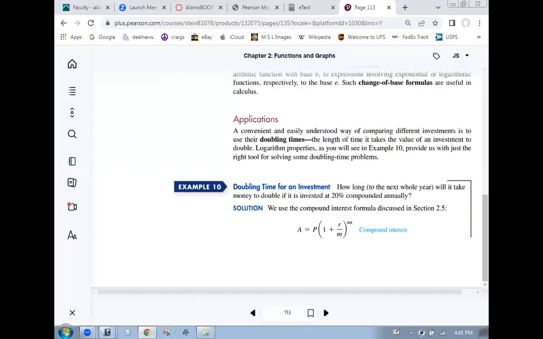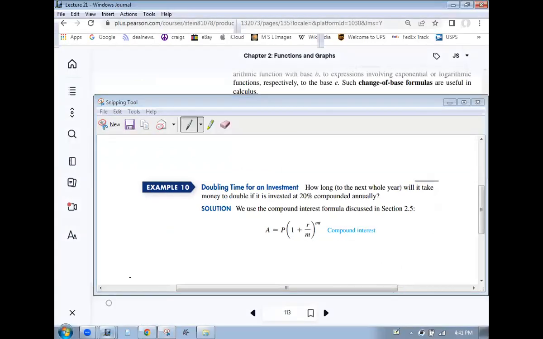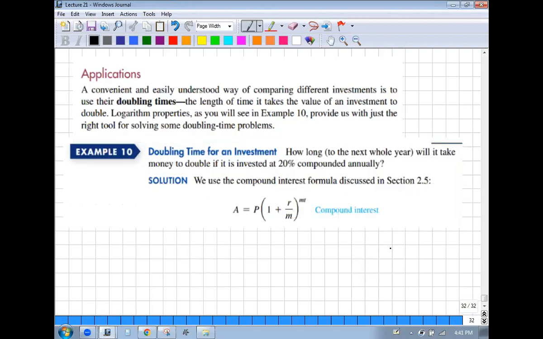So if we look at our standard finance equation for compound interest, this is where it's always at right here. What is the doubling time for an investment? How long will it take the money to double if it's invested at 20%? R would be 0.2, compounded annually. That means M is 1.